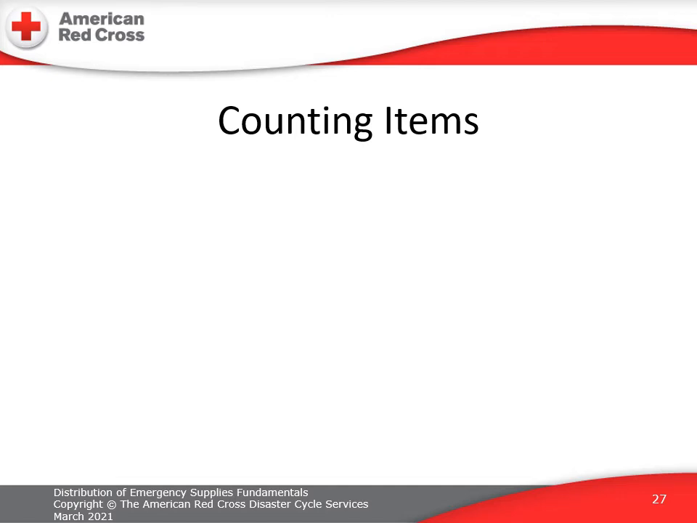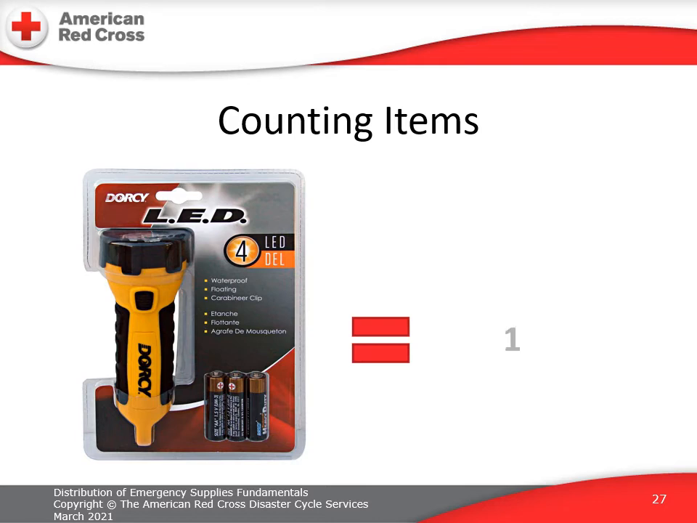If you were giving out flashlights packaged with batteries included, you would count that as 1 unit of a flashlight with batteries on the record form. We'll now move on to learn how to count bottles of water.